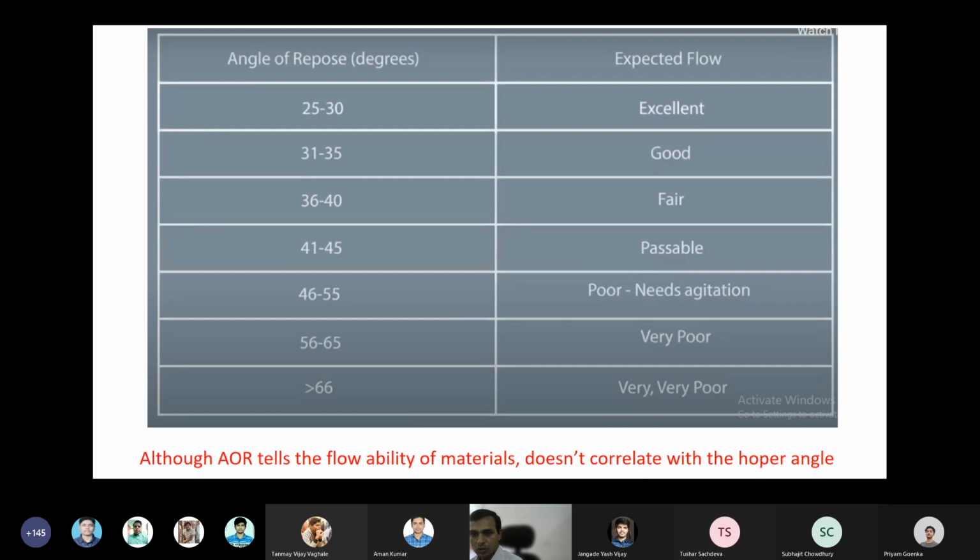You may ask the question. So this table, which talks about angle of repose versus expected flow, is based on method A. This table is only based on method A. Like this, there are different tables, and the range of angle of repose values which classifies the flow varies from method to method. Did I answer your question? Yes, sir.